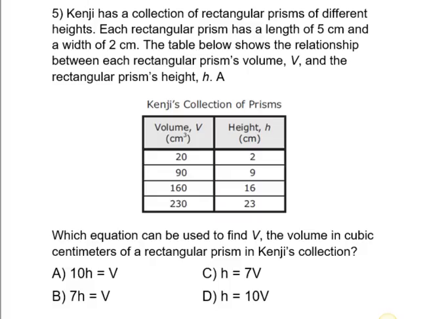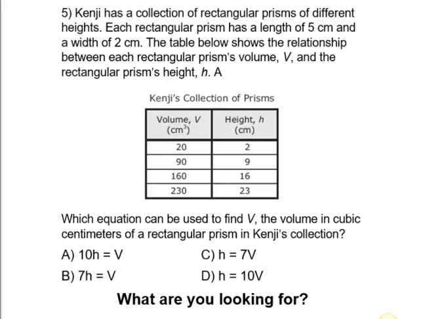Number 5 says, Kenji has a collection of rectangular prisms of different heights. Each rectangular prism has a length of 5 centimeters and a width of 2 centimeters. The table below shows the relationship between each rectangular prism's volume, V, and the rectangular prism's height, H. Which equation can be used to find V, the volume in cubic centimeters of a rectangular prism in Kenji's collection? A, 10H is equal to V. B, 7H is equal to V. C, H is equal to 7V. D, H is equal to 10V.